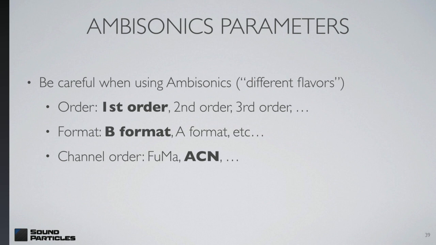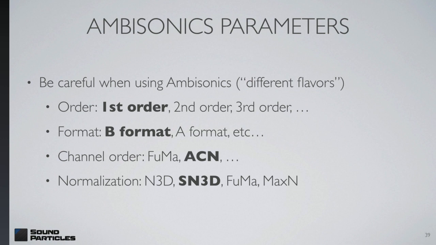There was the old way called FuMa and the new ACN that everyone is using now, but be careful because you need to make sure that is the right channel order. Finally, there is normalization, and what is normalization? Depending on the flavor of Ambisonics that you are using, each channel is going to have different gains, okay? Usually, today, most people use this SN3D.